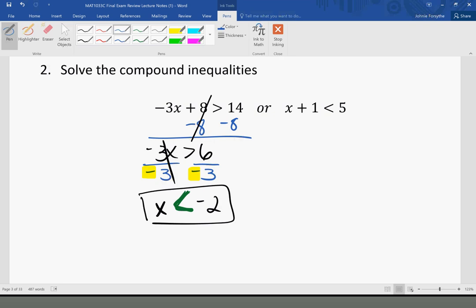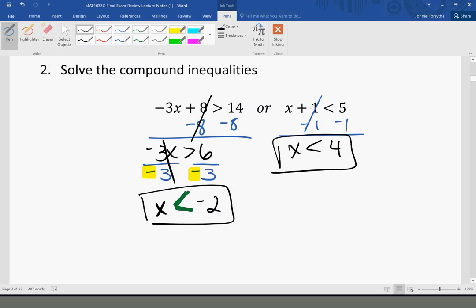Now we're going to go back up here and do the next one. To solve for x, we subtract 1. So we bring down x is less than 5 minus 1, which is 4. And that's the other one. So now we have an OR inequality. If it's OR, that means that we want to include everything.